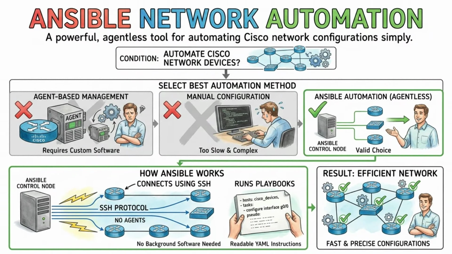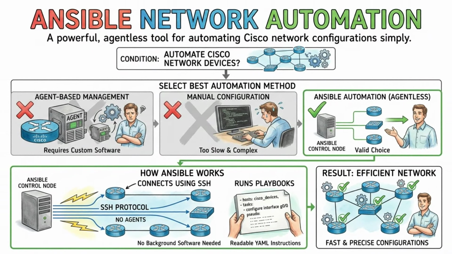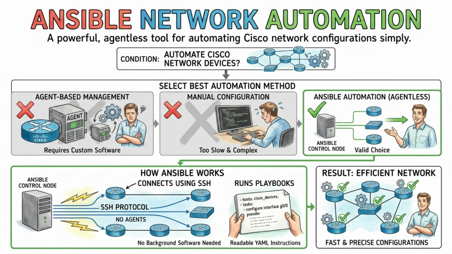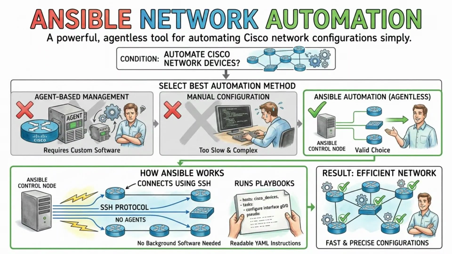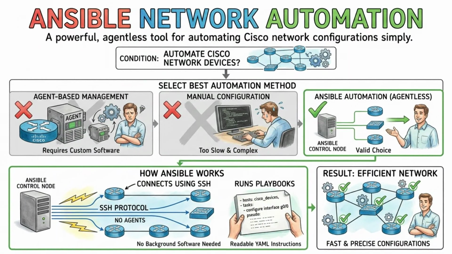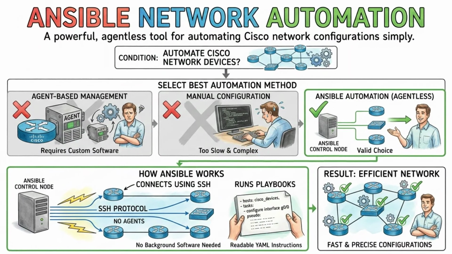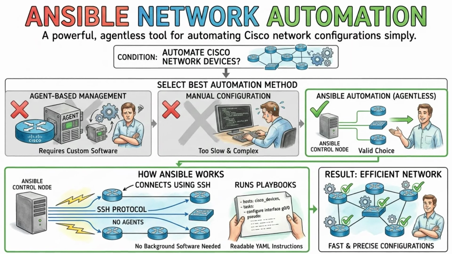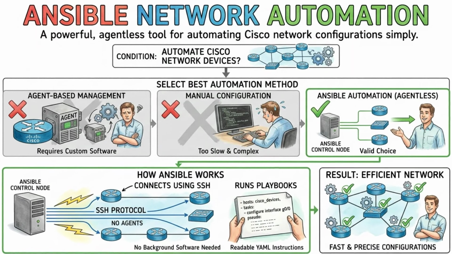Ansible simply connects to your network devices using the exact same standard secure shell protocol that you would normally use to log in manually. You write your automation instructions in highly readable text files called playbooks, and Ansible instantly connects to the devices and executes your commands precisely as written.